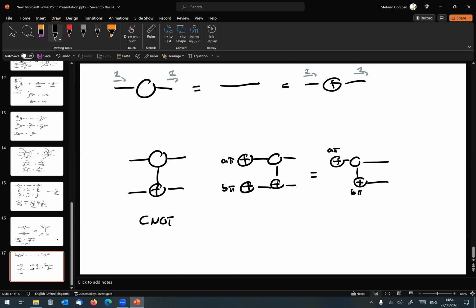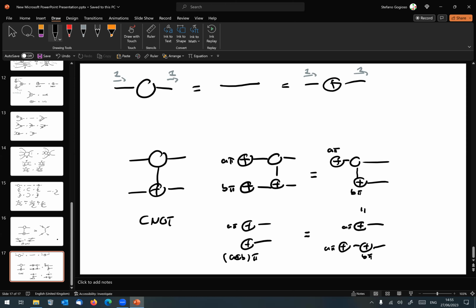Then I copy true, and I get 1 copy at the top. And at the bottom, I get A pi, B pi, and now this is A pi at the top, and A XOR B pi at the bottom, and this is the control knot. This is what a control knot does. If A is 0, then B gets through unchanged. If A is 1, then B pi becomes B plus pi, so B becomes not B.